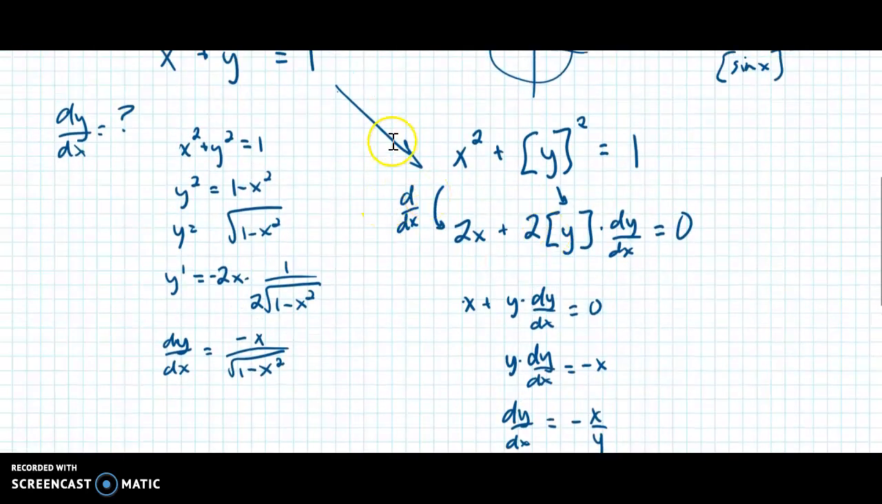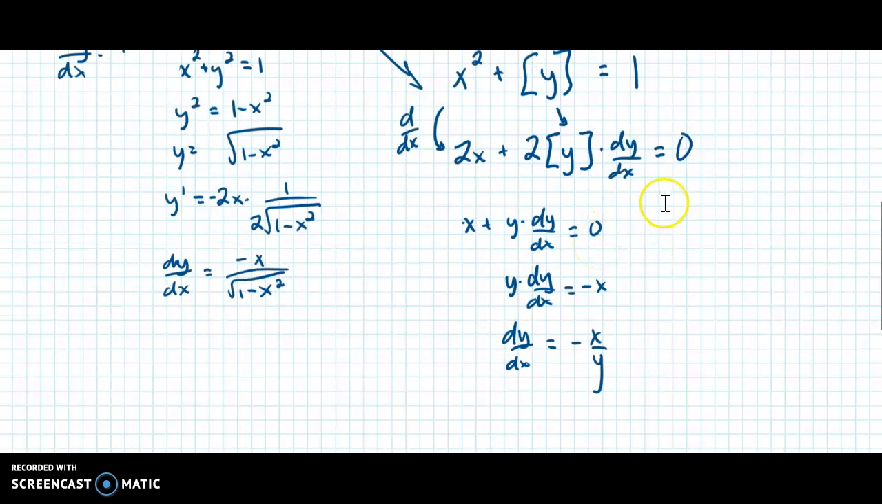Two, I could only do this because I was able to solve for y. And there are lots of these equations where solving for y is either annoying or impossible. So having this technique here allows me to take the derivative of something where I can't get it into a y equals form. The third thing you might say is, yo, this and that, they're not the same thing.